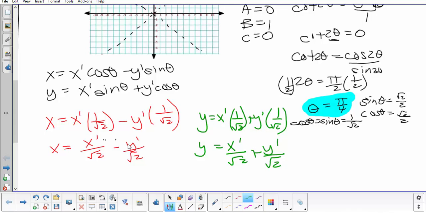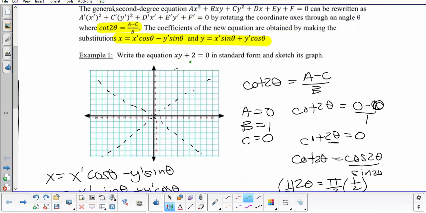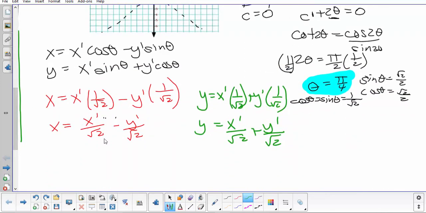Now you're probably wondering to yourself, why are we finding this? Why are we finding x and y in terms of x prime and y prime? Well, what we've done here is by introducing the sine and cosine, it's taking care of the rotation of everything. So what we do now is we take these newfound x and y values and we substitute them into the original equation here, the xy plus 2 equals 0. So instead of x, we're going to substitute in this here, x prime over root 2 minus y prime over root 2. And then we'll do the same thing for y.